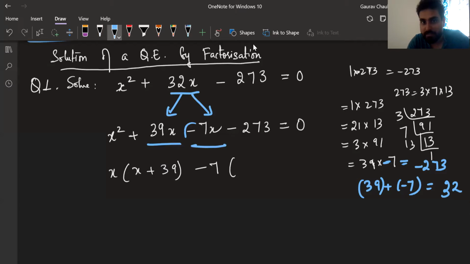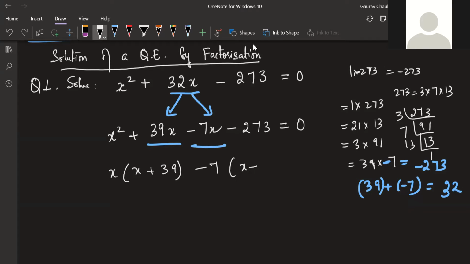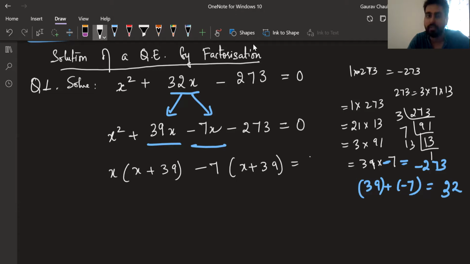You have taken minus outside, so this minus also has come outside. Go ahead. x plus 39. X plus 39. Fantastic, Bindu. Is equal to 0. I'm going to continue writing is equal to 0. This is no longer a polynomial. This is an equation.